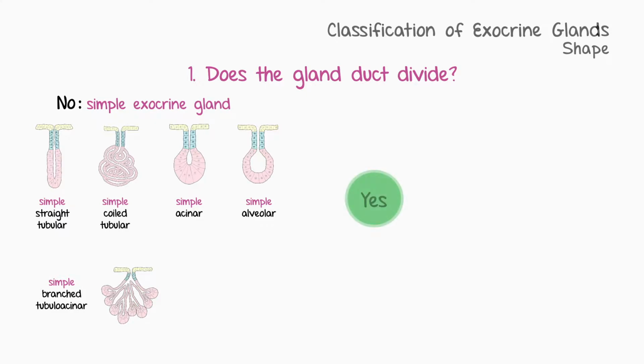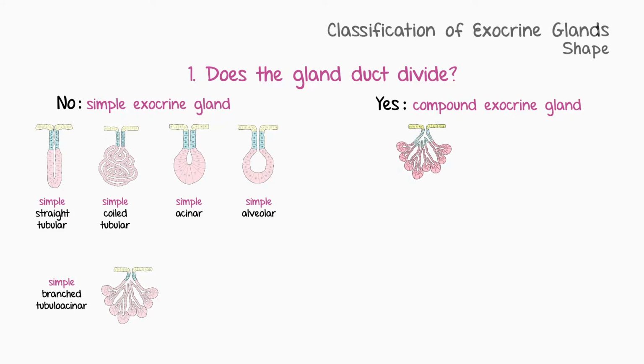But if the duct is segmented into others, the exocrine gland is classified as compound. Compound branched tubulo-acinar. Compound branched tubulo-alveolar.